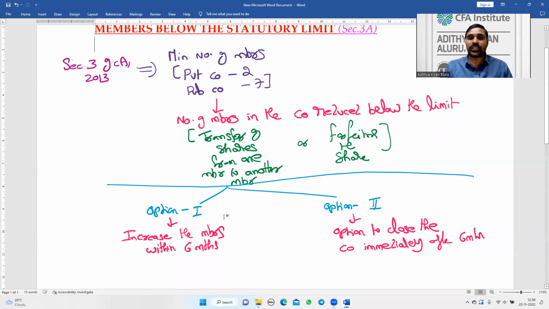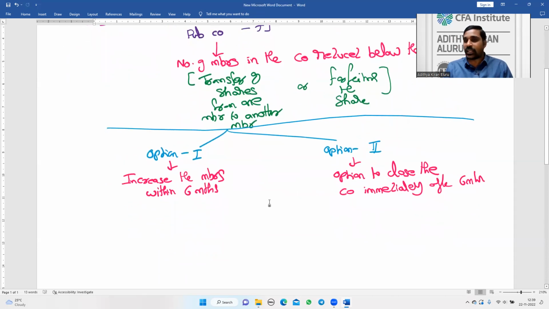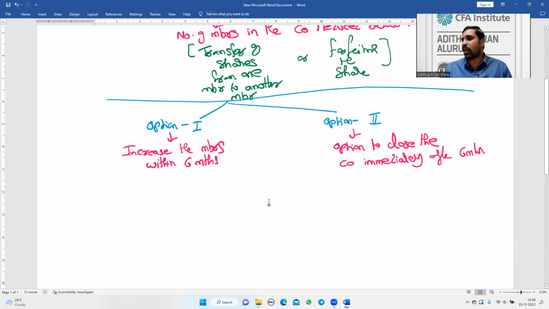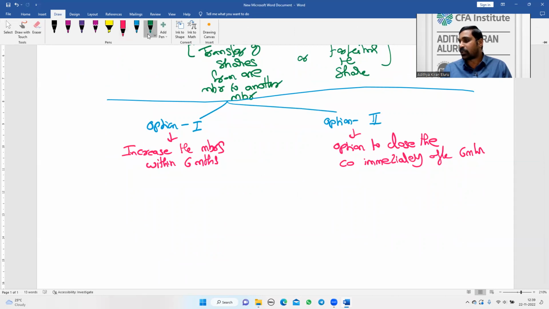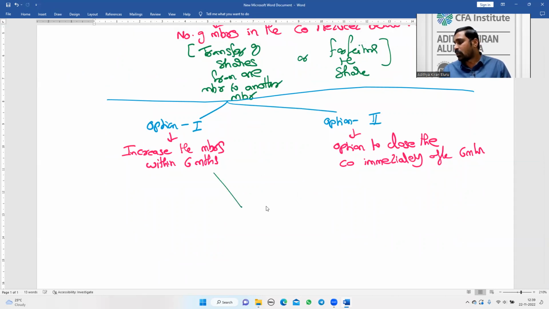If the number of members reduces below the limit, either you can increase the number of members within 6 months, or you have to close the company immediately after 6 months. No, sir, the company failed. That means neither is the company able to increase the number of members, nor is it willing to close the business.